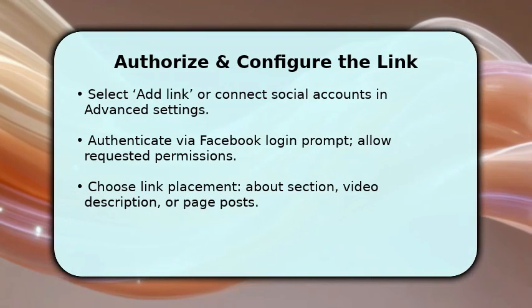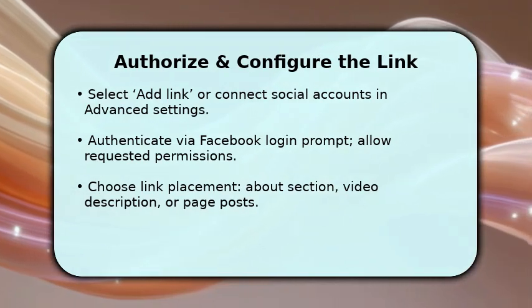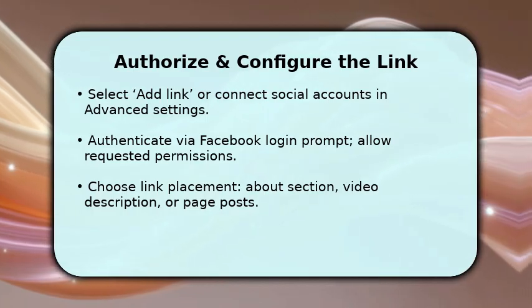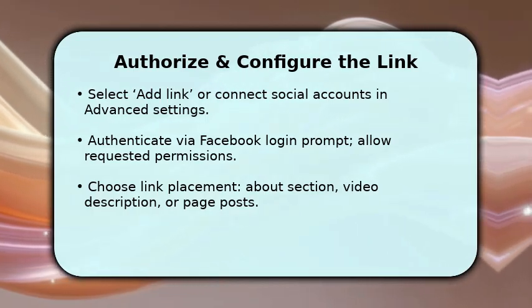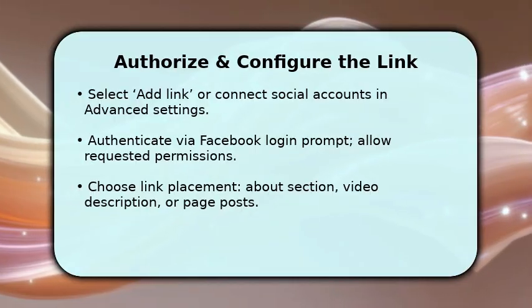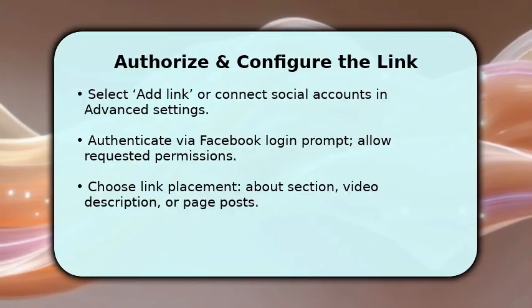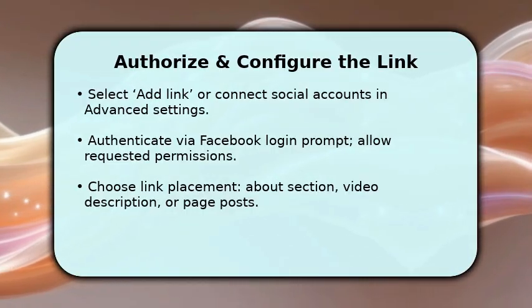Once done with initial settings, choose the option to add or connect a social account and pick Facebook. You will see a Facebook login and permission prompt. Enter your credentials and allow the requested permissions so YouTube can post or show links. Make sure you select whether the link points to your Facebook profile or a page.